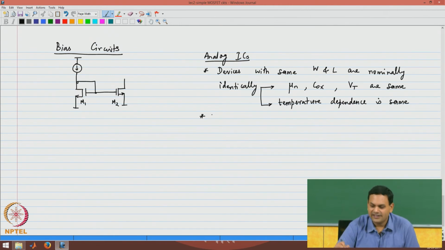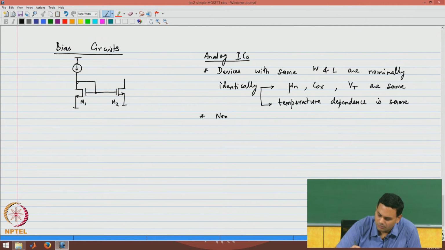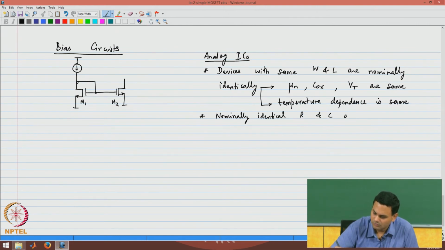And the other interesting thing about ICs is that this is not only true for the MOSFET, this is also true for resistors and capacitors, which are the other two types of devices that we will use. Assuming that the resistors and capacitors have the same dimensions, naturally, they should also be the same. There are many different ways of building resistors on an IC. When you say two resistors are identical, you have to use the same type of resistor also.